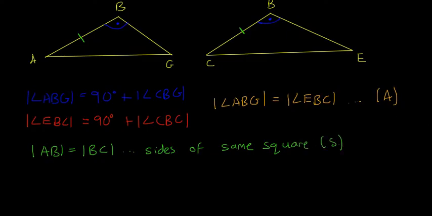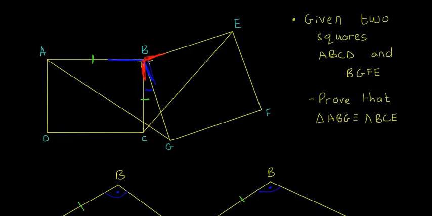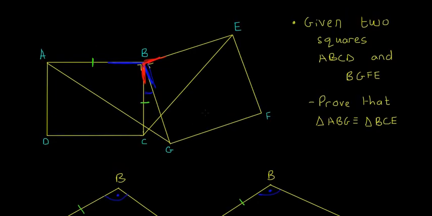So that means we have a common side between the two. Okay, so now we have A and S. So all we need is one more A or one more S, depending, to prove that they're congruent. So now I'm going to go back up, look at the same thing again.